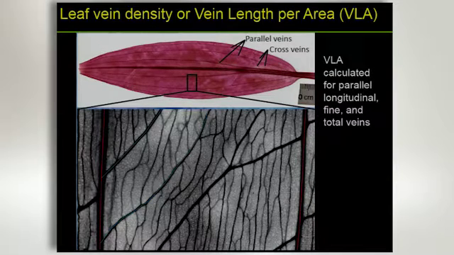So to do this, we have measured, so we're going to call it vein length per area because that's more accurate. So we measure the length of all of the parallel veins, and then we measure all the lengths of the fine veins, and then we can add them up for a total VLA. So we're looking at this in three different ways.